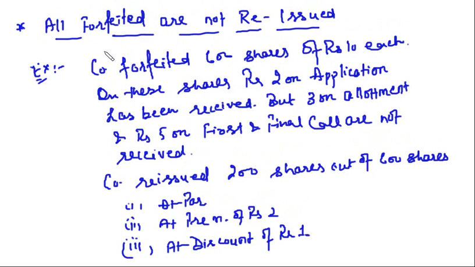Some part of forfeited shares is reissued. Out of 600 shares, only 200 are reissued. Now how to deal with this situation? First of all, I will ask all of you to pass the entry for forfeiture. Just stop the video here, friends. Try to pass the entry for forfeiture.